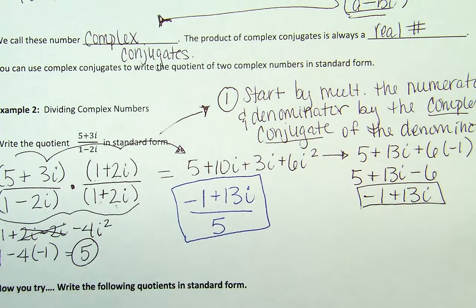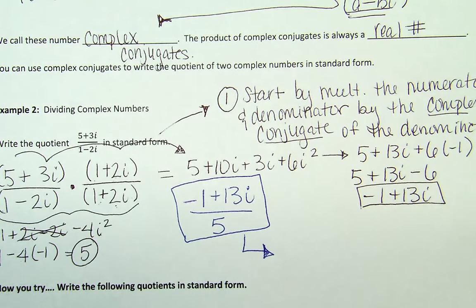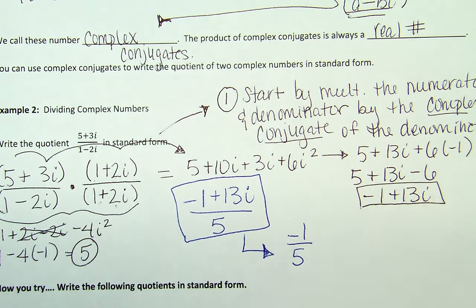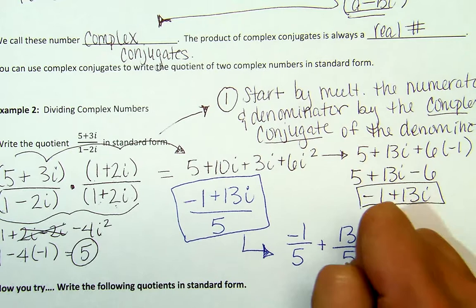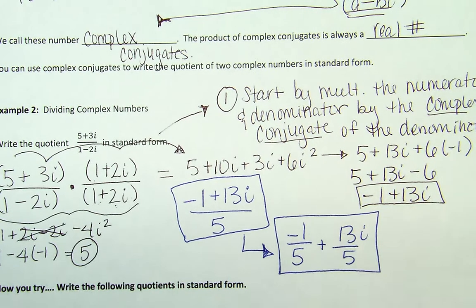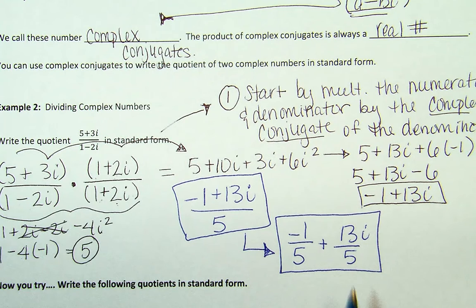So if we separate this, one more step, we can actually separate this into a real number part and an imaginary part, so that negative 1 over 5 becomes our real number part, plus 13i over 5, or 13 over 5 i. Doesn't really matter how you state that, but you now have a real number part and an imaginary part, and this is your final complex answer that you got when you took two complex numbers and divided them from our first example. So that is your final answer.